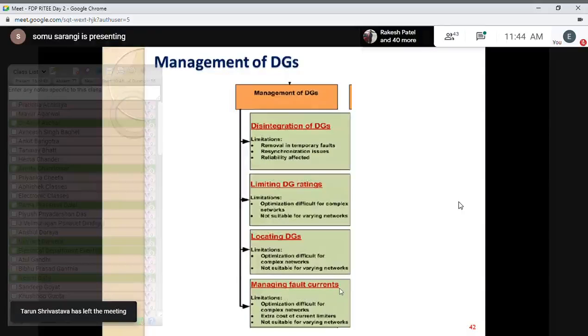That is management of the DG. Disintegration of the DG is a possible solution, but removal of the DG for a temporary fault or resynchronization issue affects reliability. Limiting the DG rating, that is an optimization technique, is also not suitable for varying requests. Locating the DG means optimization is very difficult for this one. Managing the fault current, optimization is difficult for a complex network, and the extra cost of the current limiter is also a factor.